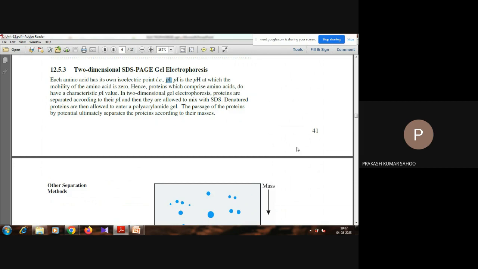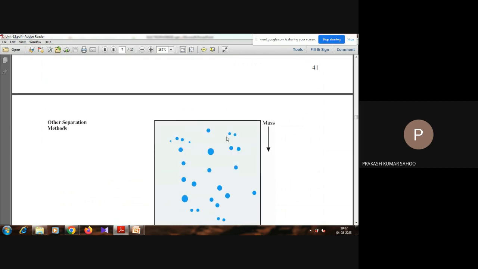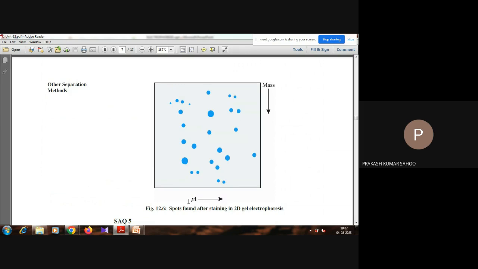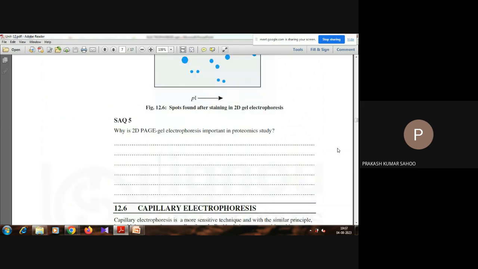So denatured proteins are then allowed to enter a polyacrylamide gel. The passage of protein by potential ultimately separates the proteins according to their masses. So depending upon their masses here, and depending upon the isoelectric point, the separation occurs.